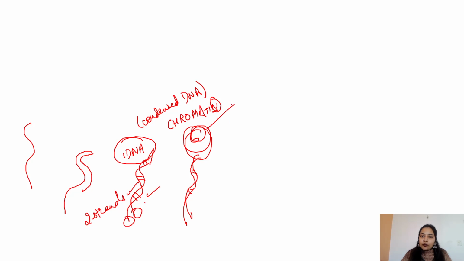Now, this chromatin further gets condensed to form chromatid, right? And this is called chromatid, T-I-D. Here it is D and here it is N. This is the most compressed, most condensed form of DNA. So DNA is also our genetic material and chromatid is being formed from DNA, so it is also our genetic material, right till here?